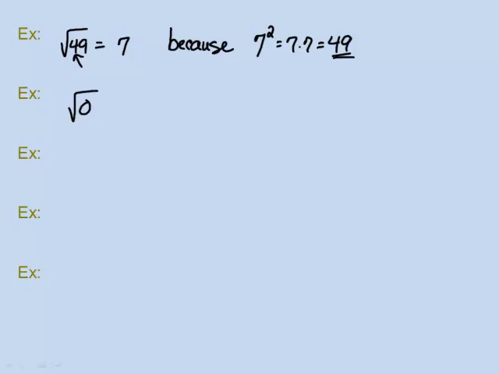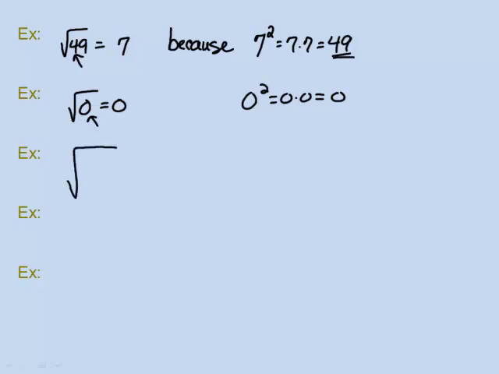Square root of 0, again, what you're asking yourself is what number multiplied by itself gives you 0? And the answer there is 0. 0 is a perfect square. Again, because 0 squared, which of course is 0 times 0, does give us our original number back out. 0 times 0 is 0.